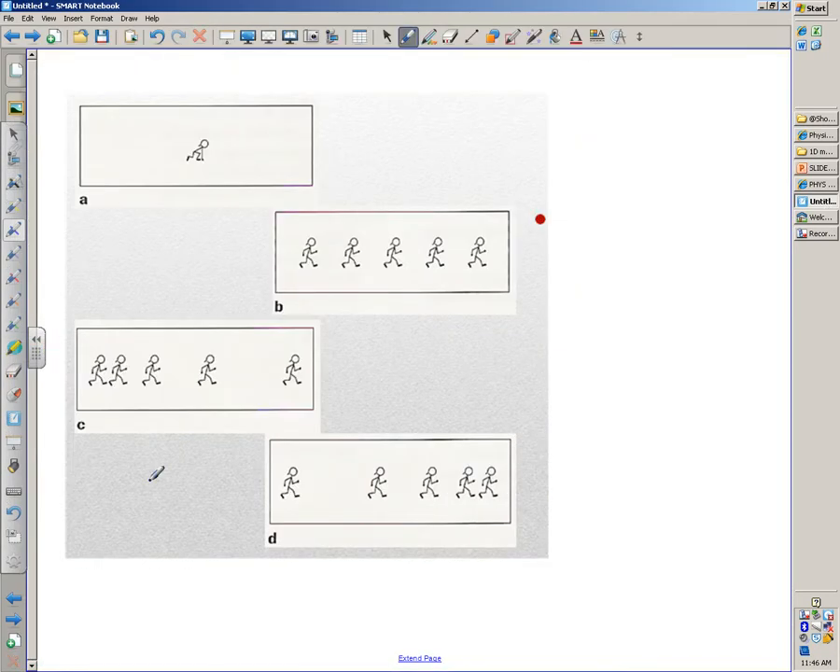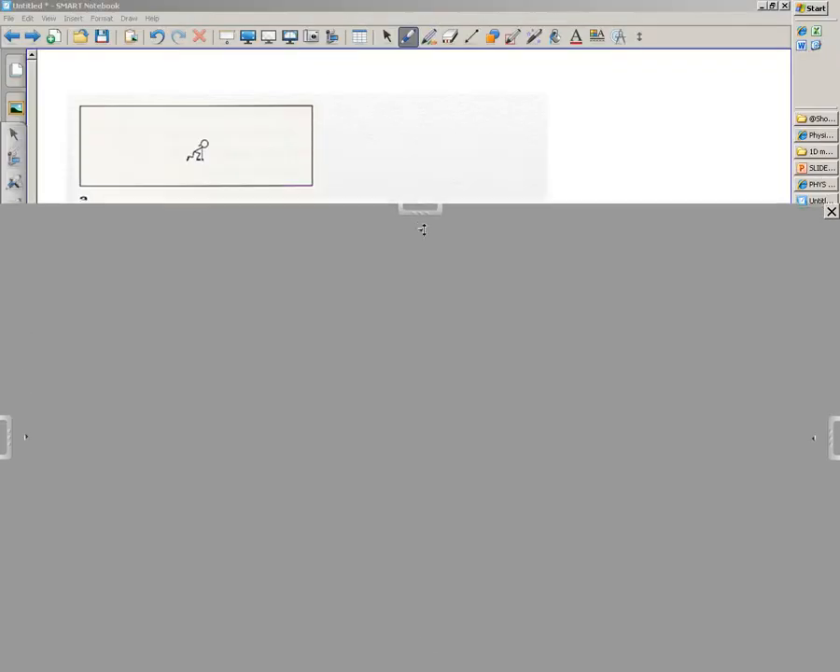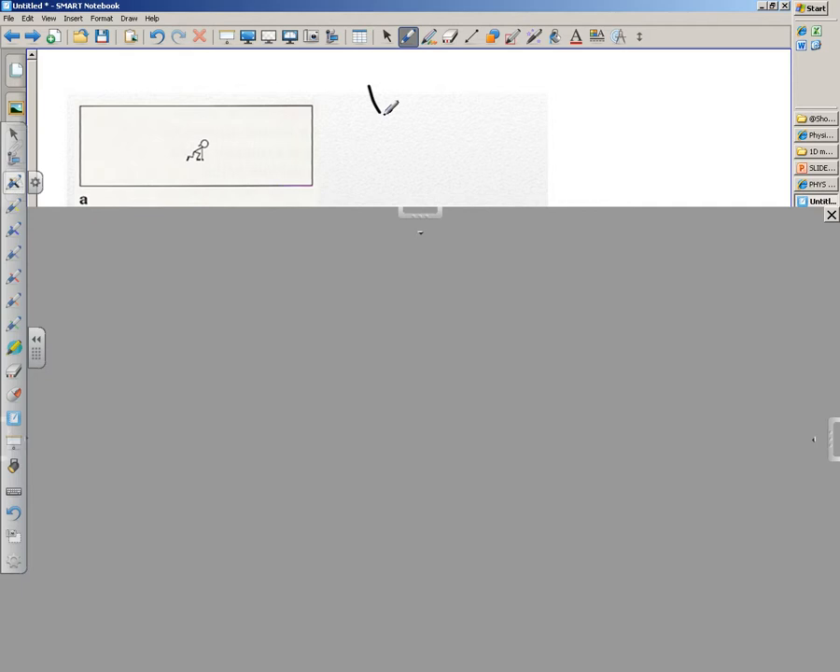Alright, four pictures. Let's start with the top one. What can you tell me about the velocity of the person in this picture right here? Is that person moving? They are not. So their velocity is going to be zero. What about their acceleration? Is their velocity staying zero? Yeah. Is it changing? No. Good there?